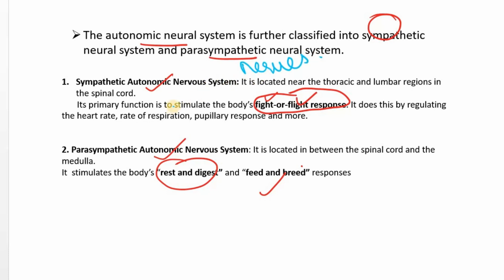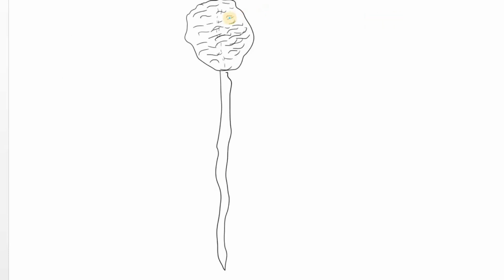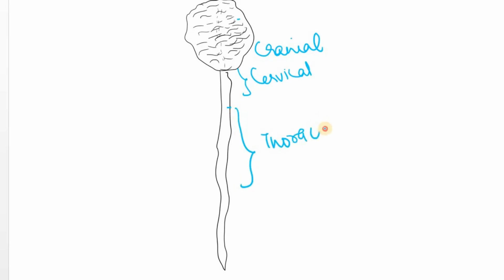तो जो हमारा सिंपैथेटिक और पैरासिम्पैथेटिक नर्वस सिस्टम है, इसमें different kinds of nerves associated होती हैं. The nerves associated with sympathetic nervous system are located near the thoracic and lumbar region of our spinal cord, and the nerves associated with the parasympathetic nervous system are located between the spinal cord and the medulla. Like this is our brain and this is the spinal cord. Brain, which is also known as cranium, this is the cranial region. This is the cervical region. This is the thoracic region of our spinal cord, followed by lumbar region, and finally the sacral region or the sacrum region.